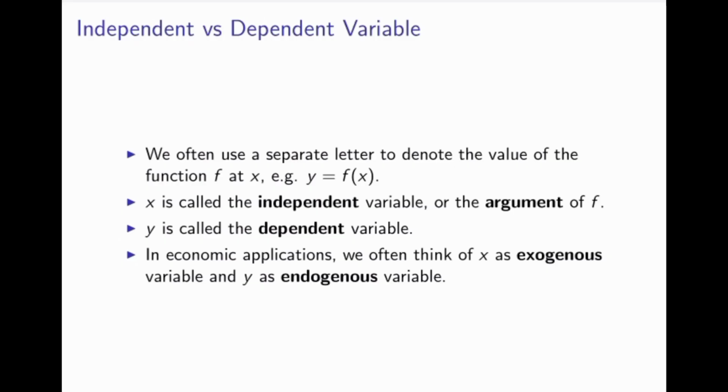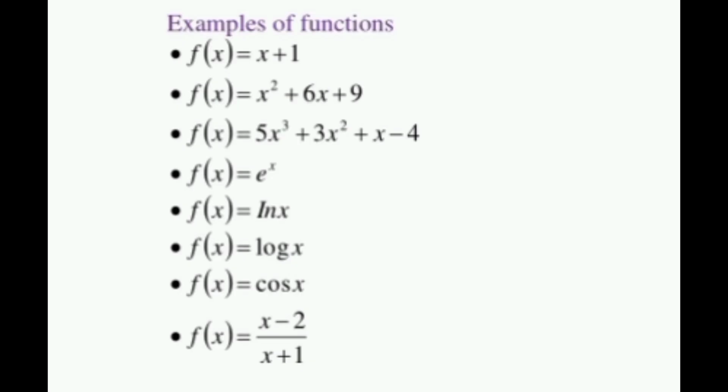We often use a separate letter to denote the value of the function f at x, e.g., y is equal to f of x. X is called the independent variable or the argument of f. Y is called the dependent variable. In economic applications, we often think of x as the exogenous variable and y as the endogenous variable. The following are examples of functions, going from one to another as follows.